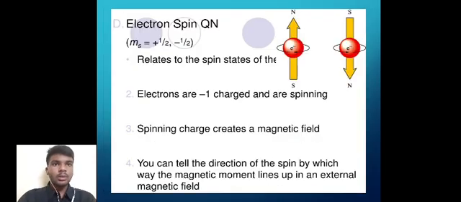Electron spin quantum number m suffix s equals plus half or minus half. It relates to the spin states of the electrons, which are minus 1 charged and spinning. A spinning charge creates a magnetic field. You can tell the direction of spin by which way the magnetic moment lines up in an external magnetic field.